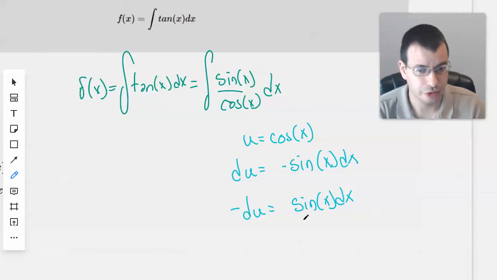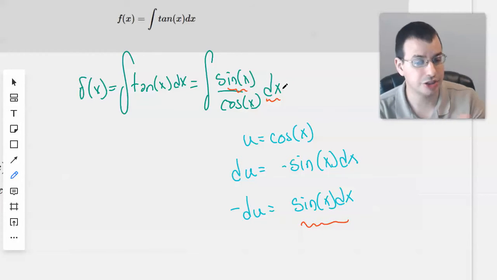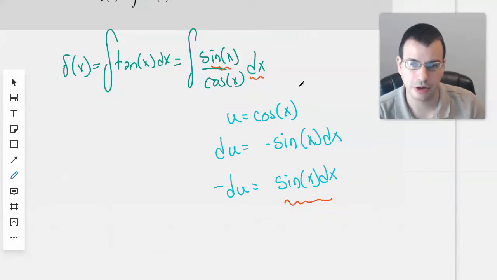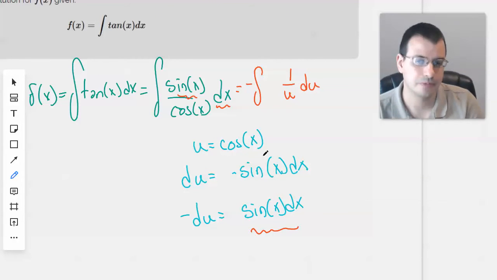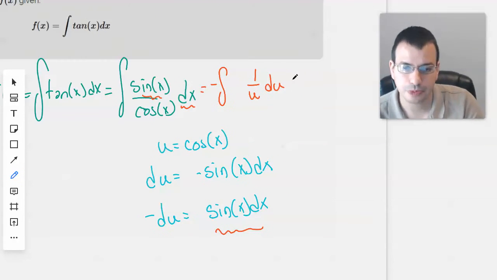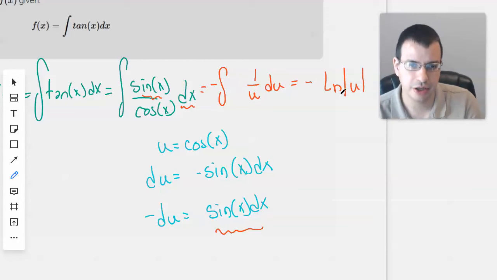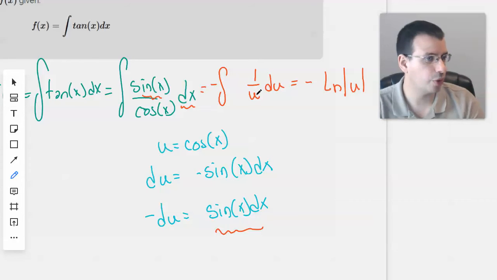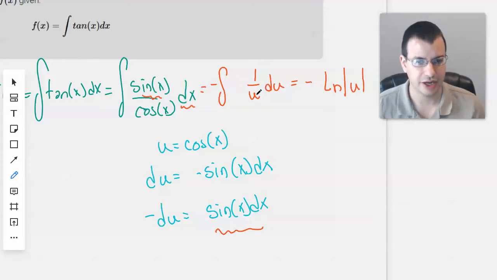So for me, I can see that sine of x dx are on the top, and it's a pretty straightforward substitution. And so I could say that this is negative the integral of 1 over u du. Okay? Equals negative, and then this is one that we have memorized. So the integral of 1 over u is the natural log of u, or the natural log of x, and then we have the absolute value brackets here as well.